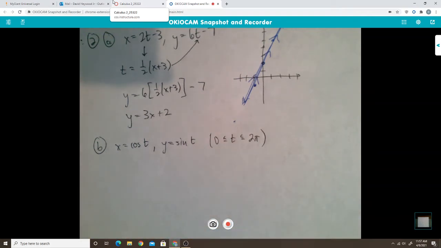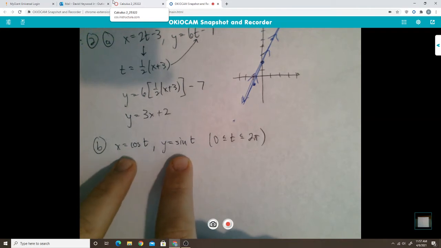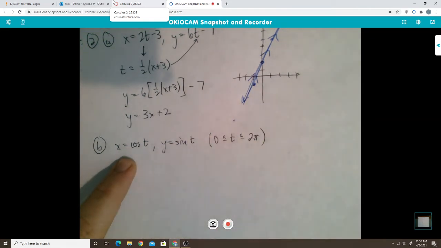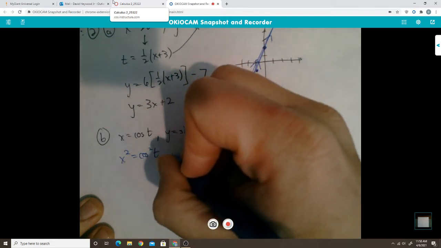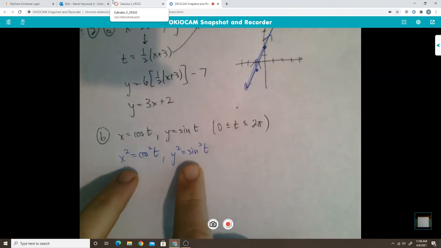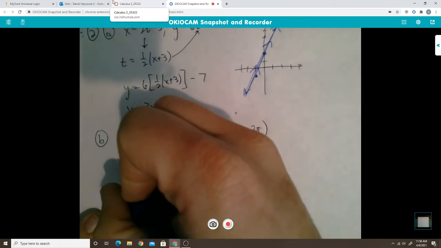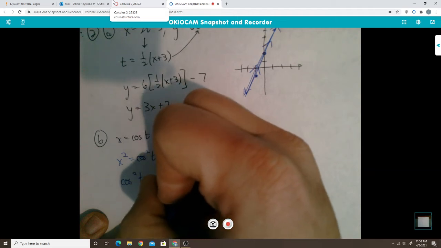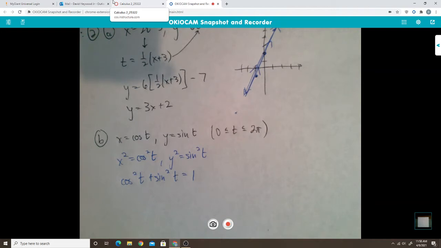I think a much better thing to do is to just try to be a little clever and to realize that, hey, if I square both of these equations, if x equals cosine t, then x squared equals cosine squared t. And if y equals sine t, then y squared equals sine squared t. Now, how does that help me? Well, because cosine squared plus sine squared is just 1. So I can say cosine squared t plus sine squared t equals 1. That's just the Pythagorean identity.